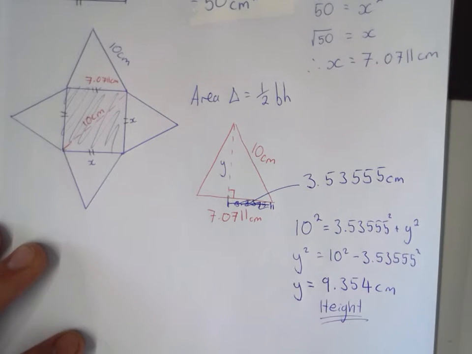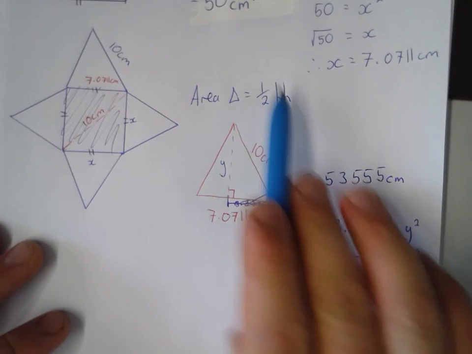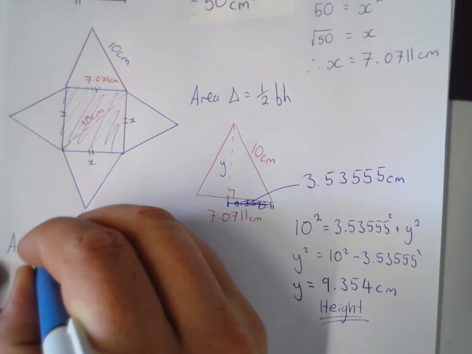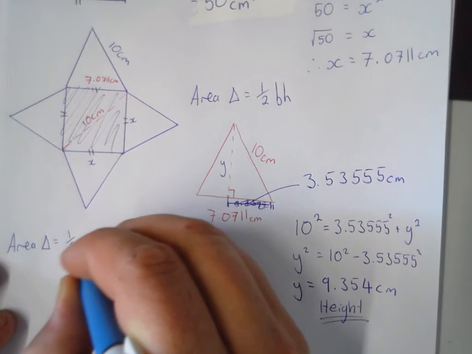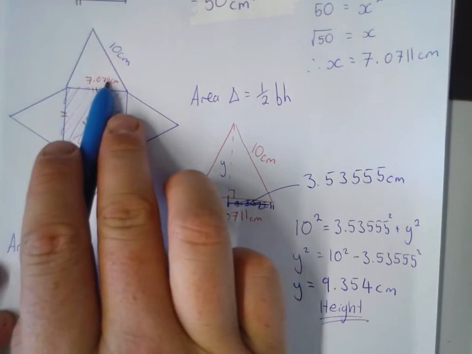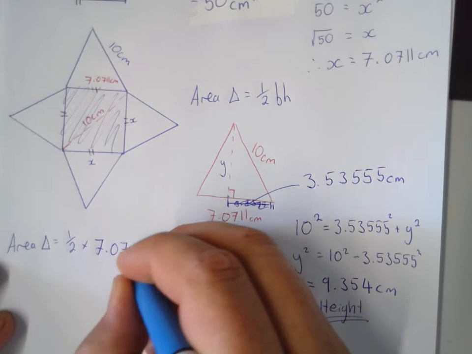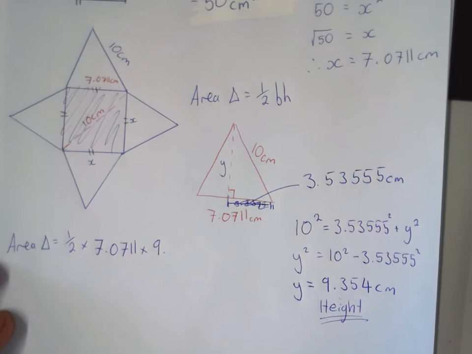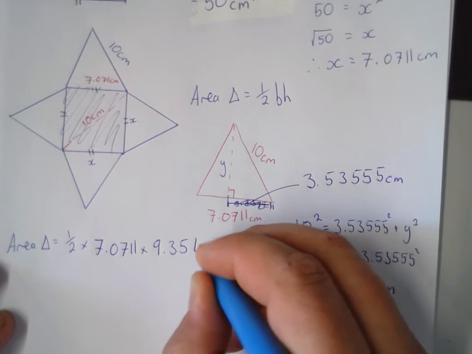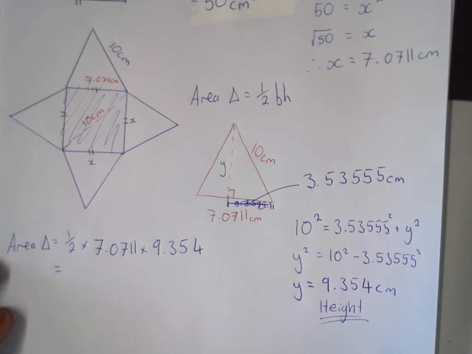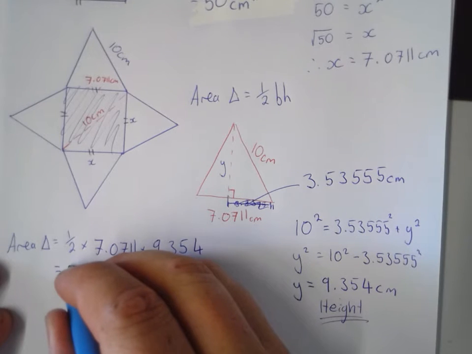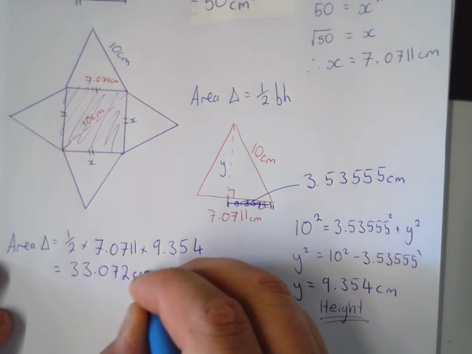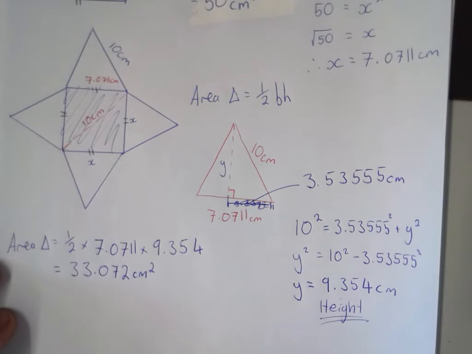So in doing that, I can now use this formula to calculate the area of my triangle. Area of the triangle is equal to a half times the base, which we've already calculated to be this number here, 7.0711, times the height, this number here, 9.354. Putting all that together, that gives me 33.072 centimeters squared. Now there's the area of just one triangle.